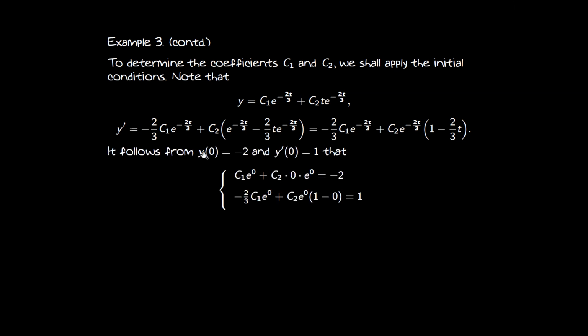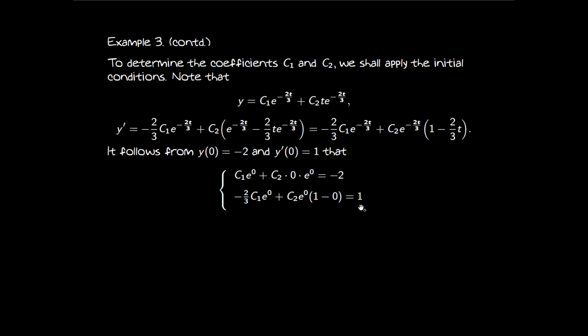So once again, the first condition simply means when my input t is 0, my output y is going to be negative 2. So you replace the t's by zeros, and then you're going to say the value is negative 2. The second condition means when my input t is 0, my derivative is going to be 1. So you just replace the t's by 0, and you're going to say the expression is equal to 1. The derivative is equal to 1.